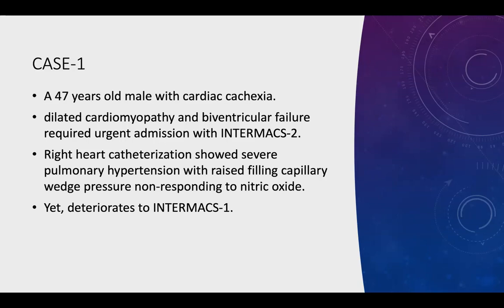I think I'm gonna proceed with the mechanical support with BiVAD because he's having a biventricular failure. So what do you want to do, Uthman? I want to get him out from this status from Intermacs 1. How are you gonna do that? I will implant biventricular or BiVAD for him. Okay, that's acceptable.